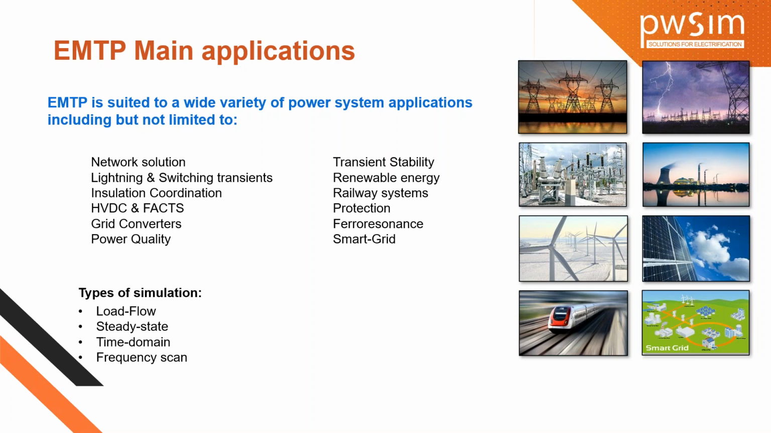In time domain simulations in EMTP, we are using the augmented Newton-Raphson method. Because of that method, we can simulate all types of power systems, from medium to large networks, and small networks also. Frequency scan analysis is used to find out the input impedance of the complete system from one frequency to another frequency. Like that, we can perform different types of simulations in EMTP software.